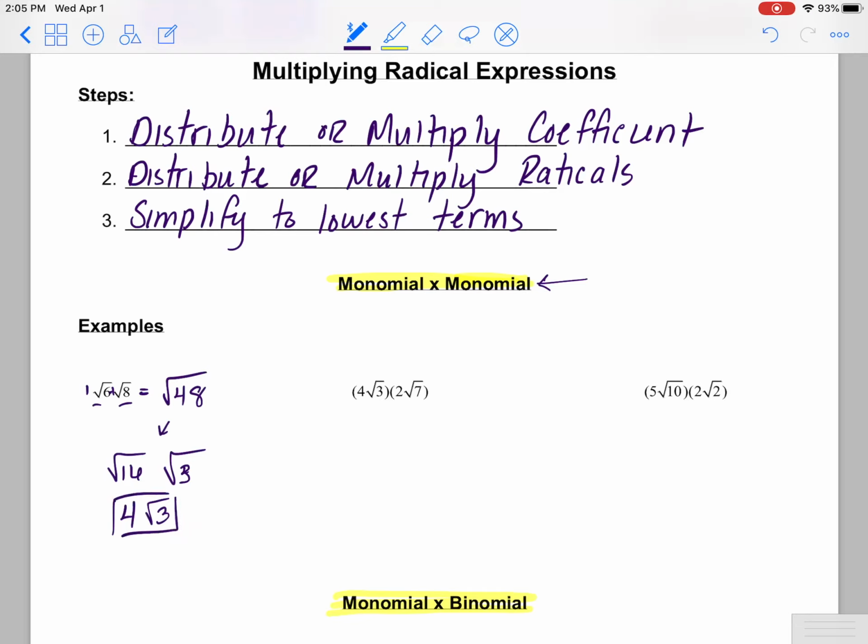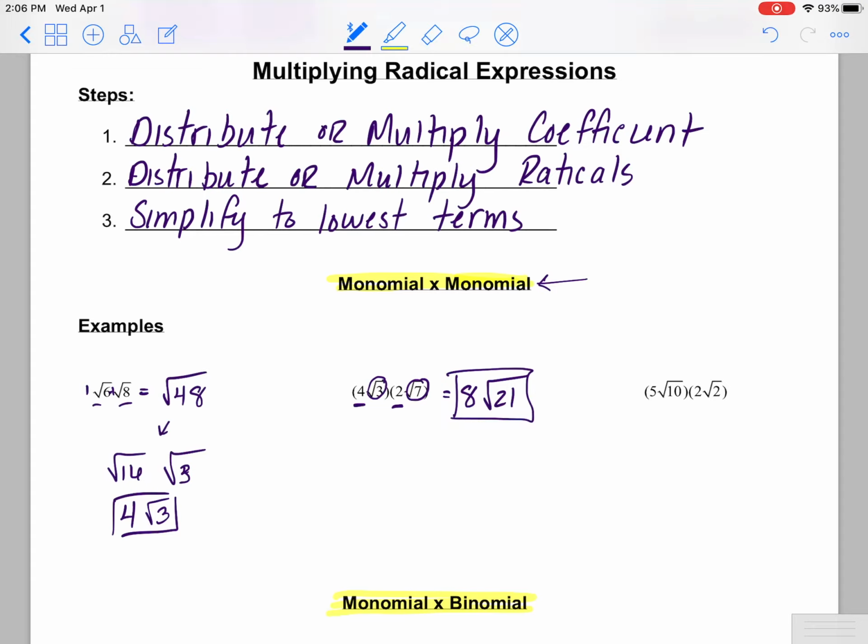All right, so this next one, step 1 is you're going to multiply the coefficients. So I have an 8, 4 times 2 is 8, and then you're going to multiply your radicals. So radical 3 times radical 7 is radical 21. Now ask yourself, can you simplify your radical to lowest terms? In this case, you can't. So your final answer would be 8 radical 21.